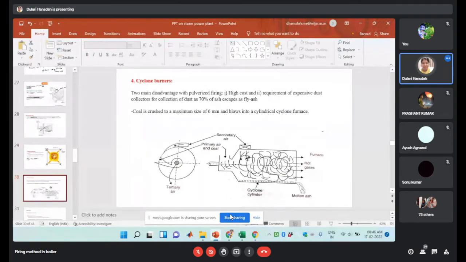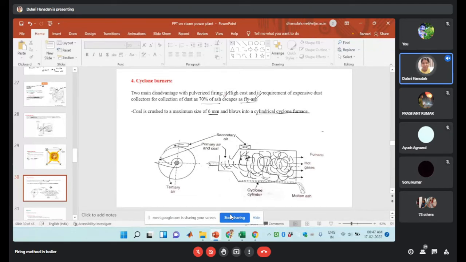So why are we using the cyclone burners? Here we have the two main disadvantages of the pulverized firing system. One is the high cost, another is the requirement of expensive dust collectors for collection of dust, as 70% of ash escapes as fly ash. So that's why we are referring to cyclone burners. The coal is crushed to a maximum size of 6 mm in this case and blown into a cylindrical cyclone burner.